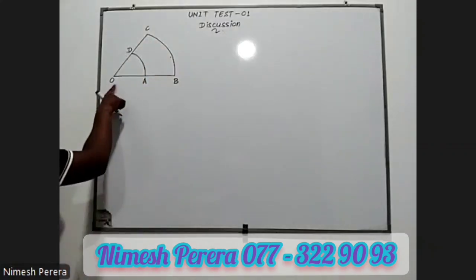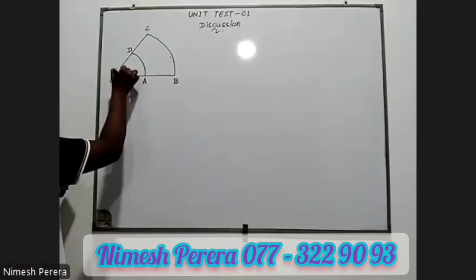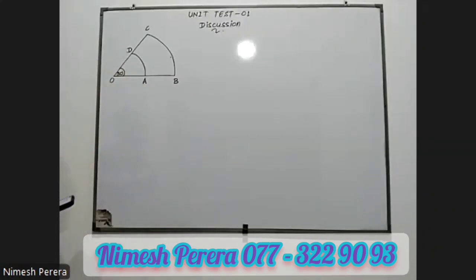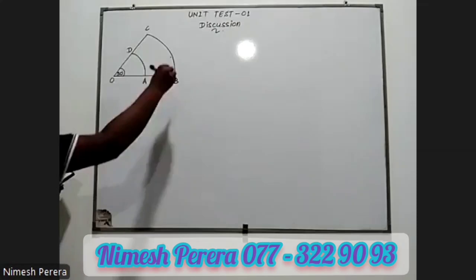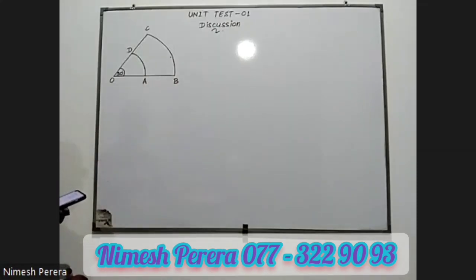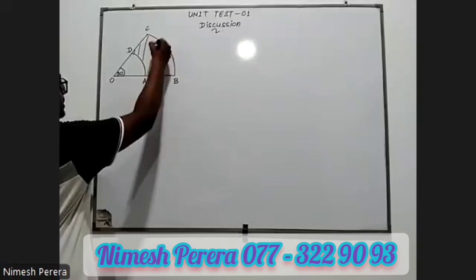This is OAB sector whose sector angle is 5 by 6. 5 by 6 is 30 degrees. Then OBC is the larger sector. Sector angle 30 degrees. This is shaded.